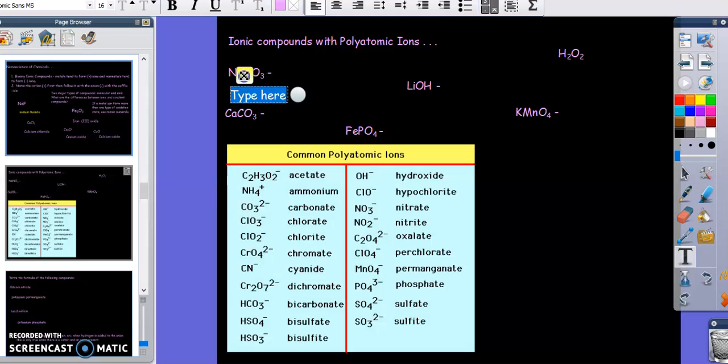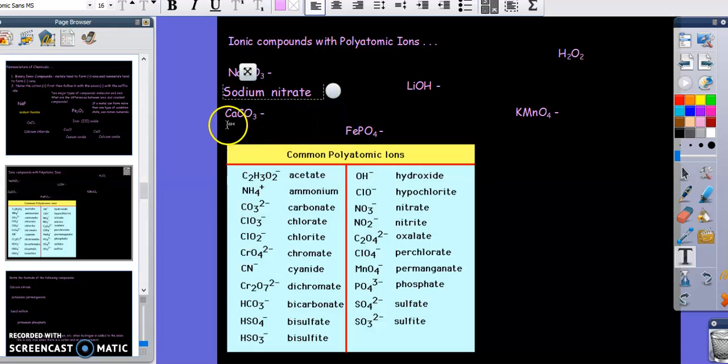You're going to name the first element. So the first element in NaNO3 is sodium. And then this is a polyatomic ion. Now, how did I know? Well, first of all, I memorized it. But second, I looked at my chart here, and I see the NO3, just like it is here. And so sodium, its name is nitrate. Yeah, it's sodium nitrate. There she is.